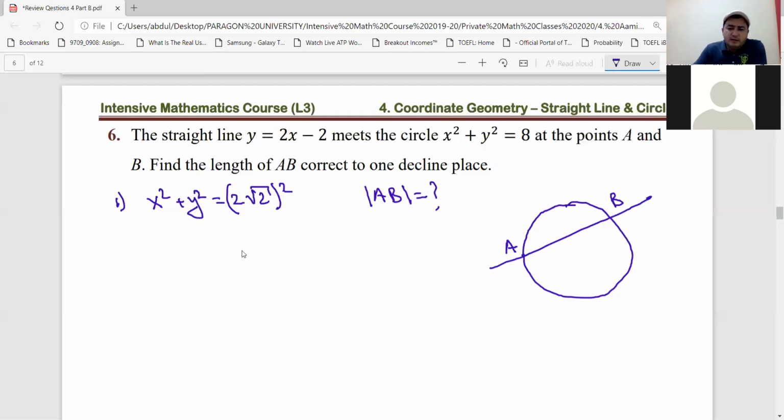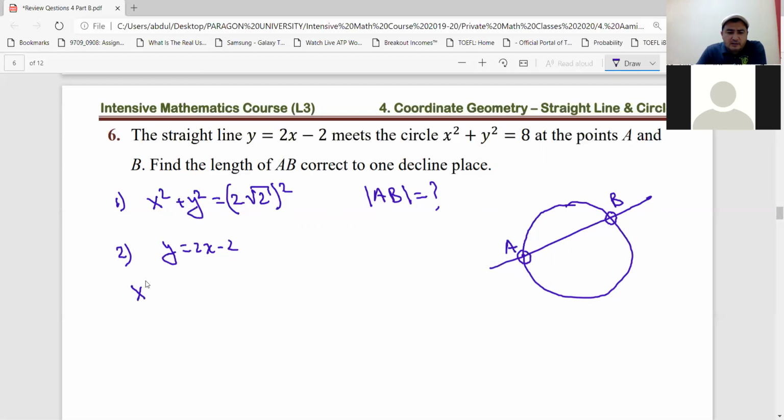This is the equation of the circle, and this one, y equals 2x minus 2, is the equation of the straight line. This point belongs to both the curve and the line. That means at this point the x and y coordinates must be the same, so we need to solve these two equations together. The y is already expressed in terms of x, so by substitution we can substitute 2x minus 2 for y in this equation.